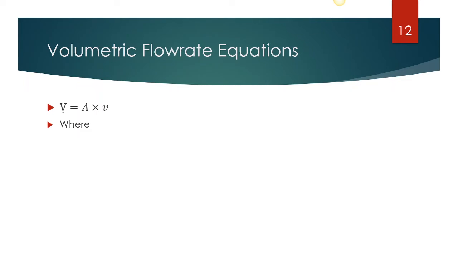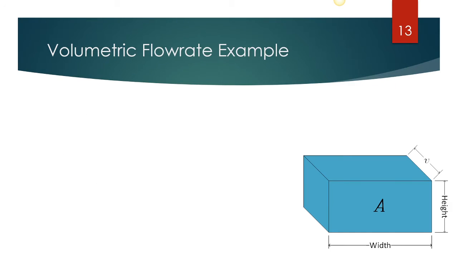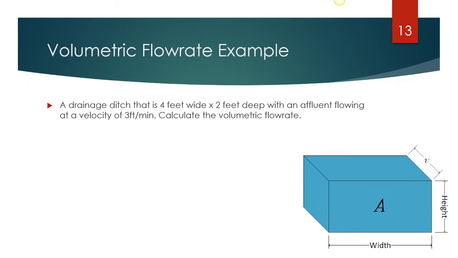So V dot, that's how you say that letter, V dot equals A times V, where V dot is just our volumetric flow, A is area, and V is velocity, how fast it is moving. Okay, so let's look at an example here. This is very similar to one of your homework questions. A drainage ditch has an effluent flow, 4 feet wide and 2 feet high, flowing through it at a velocity of 3 feet per minute. Calculate the volumetric flow. Remember, volumetric flow is just the amount of volume that we're moving through there.